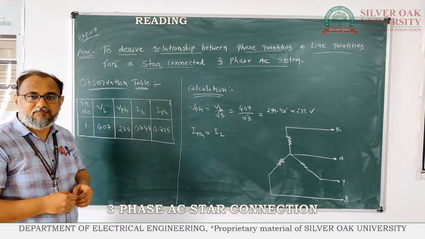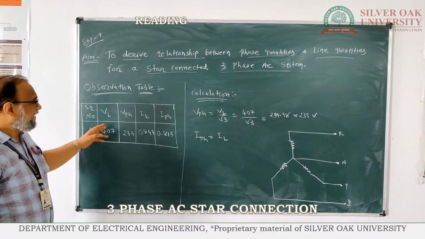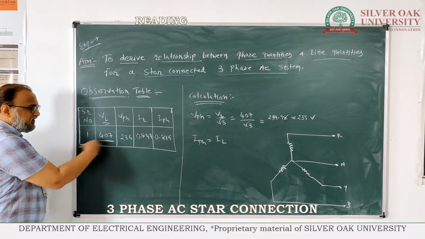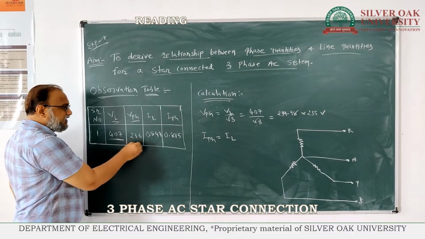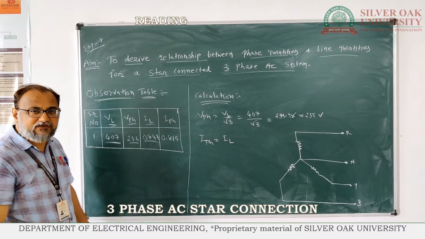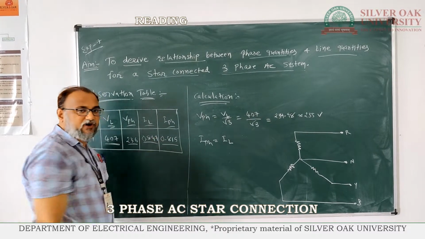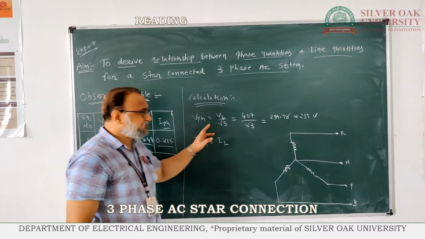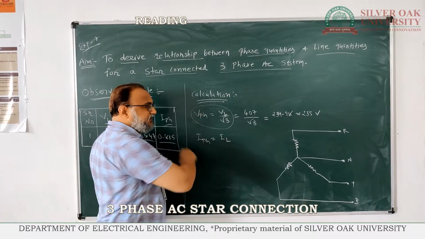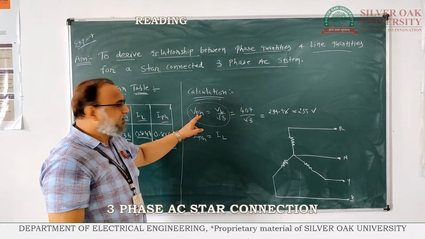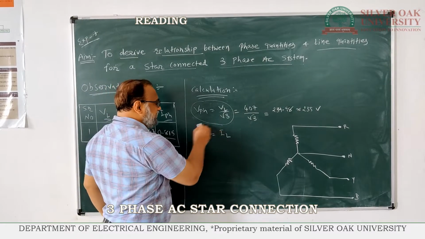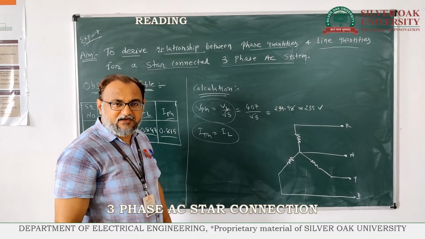Students, we have seen the performance part. We have taken the reading, and that reading I have listed here. Phase voltage is 236, line current is 0.847, and phase current is 0.815. Now, we have studied in the theory portion that there is a relationship between phase voltage and line voltage, and that relationship is phase voltage equals line voltage divided by root 3. And the second thing is phase current and line current are equal.